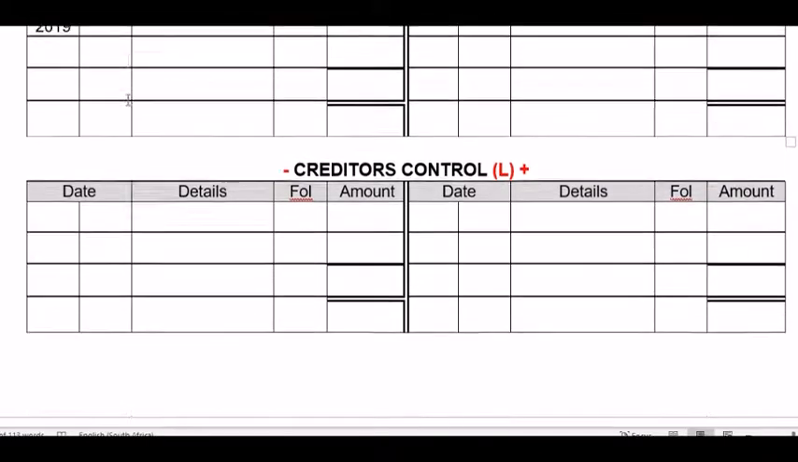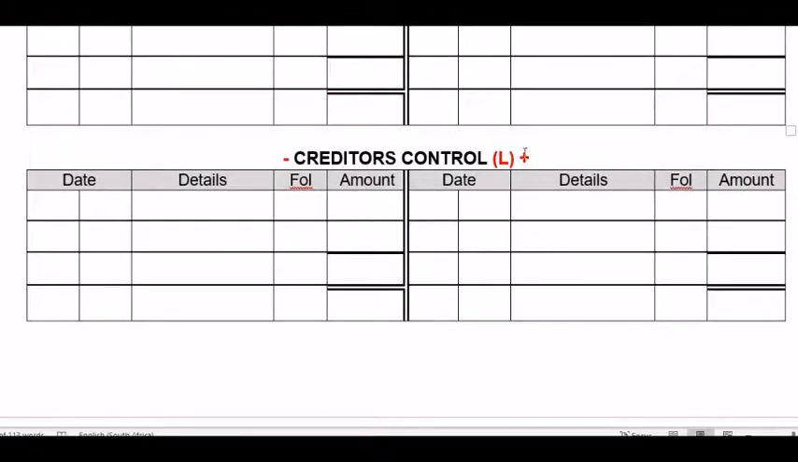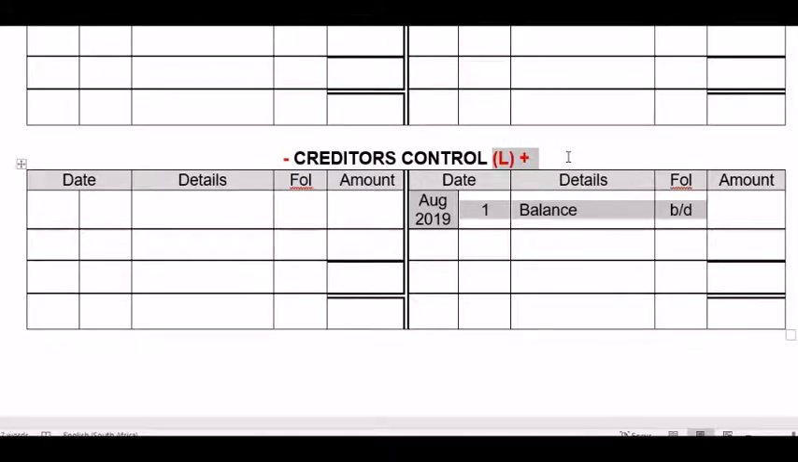And then the last balance sheet section account is creditors control, but remember that creditors control increases on the credit side. It's in the name, creditors control. So now on the credit side, you will write August 2019, the 1st, balance brought down, and the value was 75,000 Rand. I hope you notice that this is extremely repetitive.